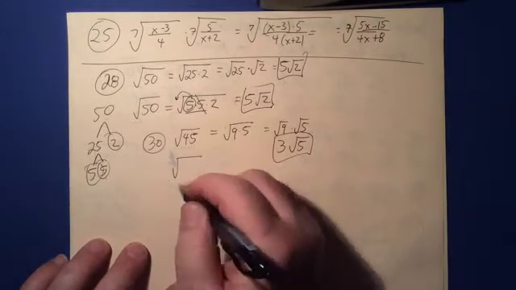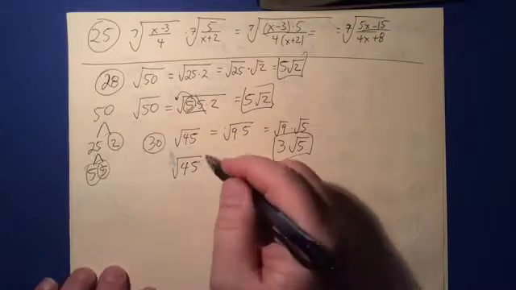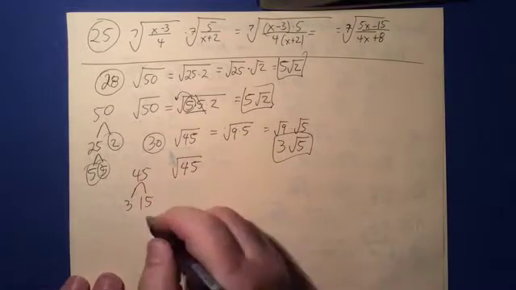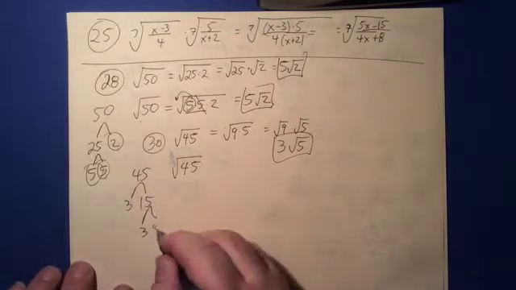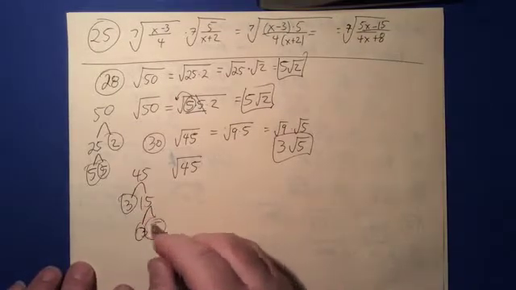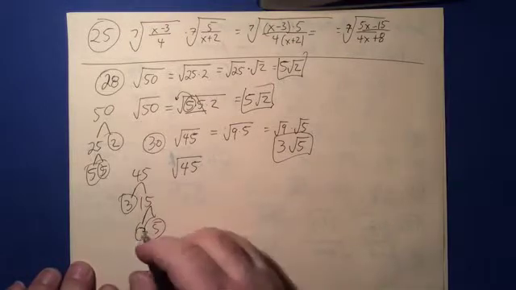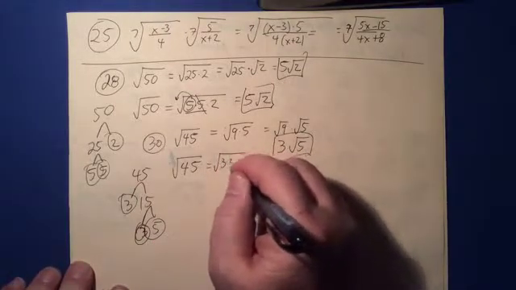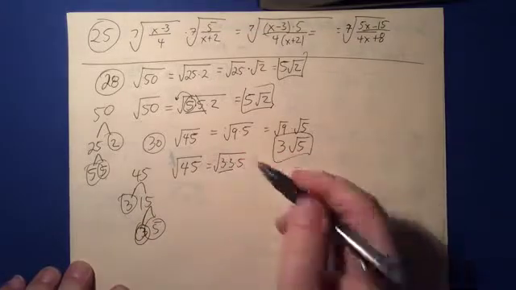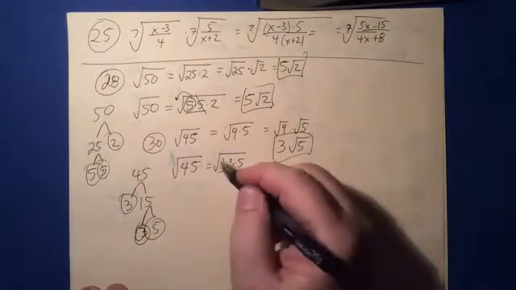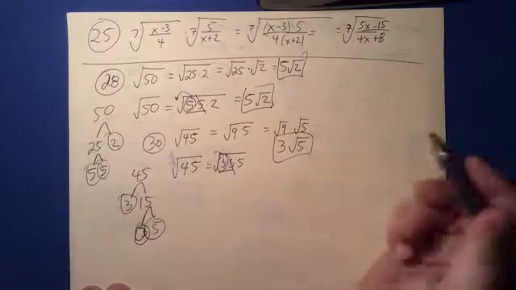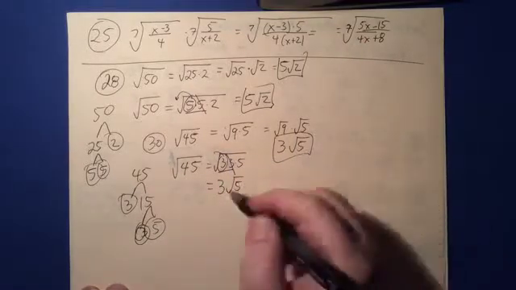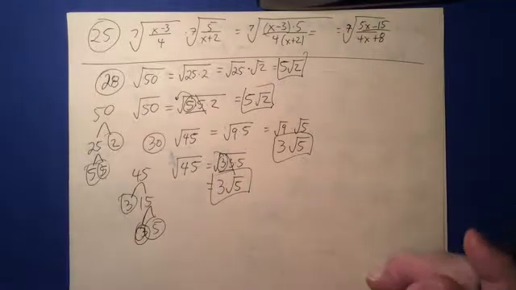Another technique again, using the jailbreak method, would be to take 45. Let's say I did write it with 3 times 15. 15 I would write 3 times 5. My prime factors would be 3 times 3 times 5. So I have my pair of 3s that want to break out of prison. One 3 gets out, the other gets shot, the 5 stuck inside. So my final answer is 3 radical 5, just like I got over here.